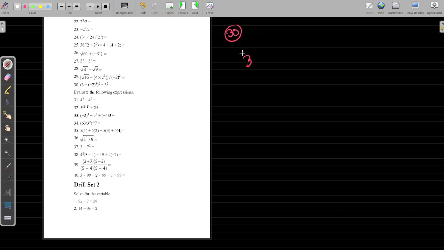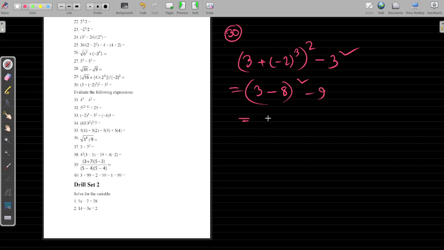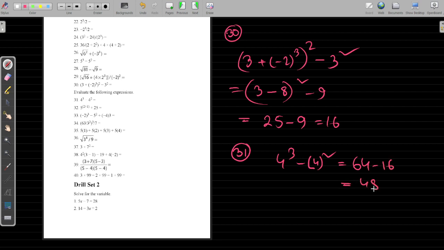Then 3 plus minus 2 cube, then 2 square minus, then 3 square. And this will be 3 minus 8 whole square minus 9. Then this will be 25 minus 9 means 16. Then it will be 31. Number 31 means 4 cube minus 4 square. This one is 64 minus 16, and our answer will be 48.